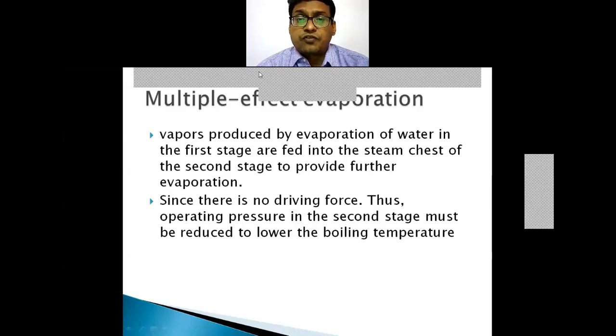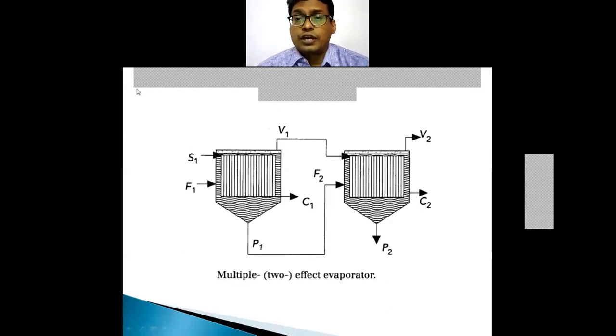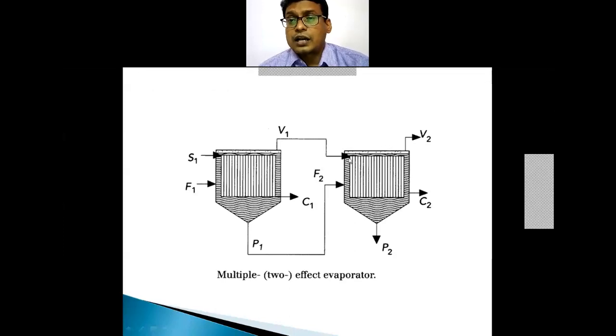The vapors generated in the first stage will be at the boiling point. For that purpose, we reduce the boiling point in the second stage, so that the generated vapors will be useful for evaporation. That means the vapors from the first stage are fed to the second stage steam chest, and the concentrated solution goes into the second stage.